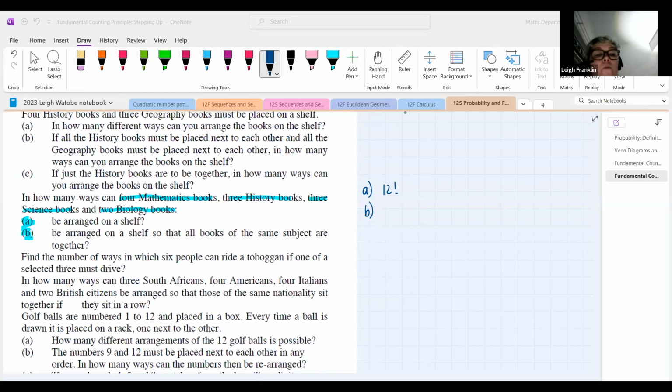So the four mathematics books can be arranged in 4 factorial ways. The 3 history books can be arranged in 3 factorial ways. The 3 science books can be arranged in 3 factorial ways, and the 2 biology books can be arranged in 2 factorial ways. There are 4 groups of books, so there is an additional 4 factorial ways in which those groups can be arranged with each other. So quite right, it is 41,472 ways in which they can be arranged if subjects of the same are put together.